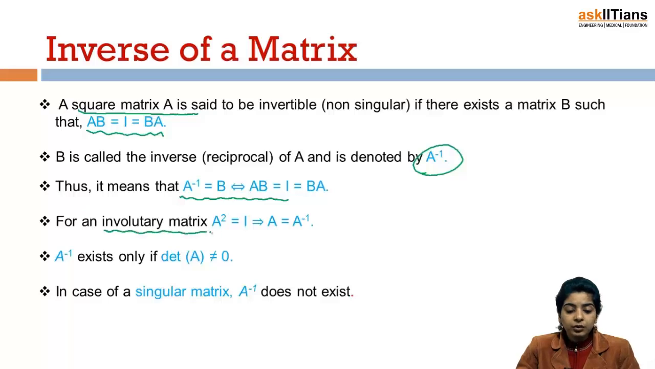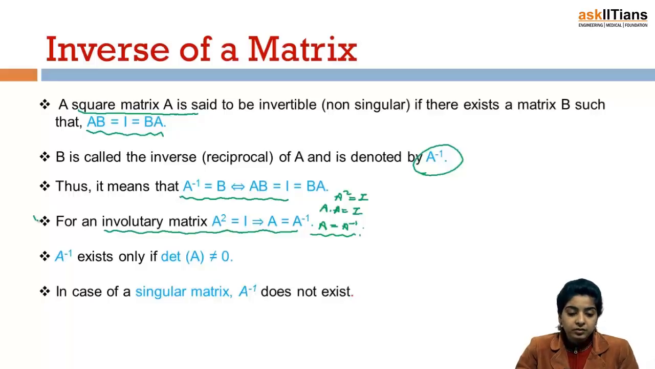For an involutory matrix, A square is identity, which implies A is A inverse. So if you remember, involutory matrix means A square is identity. We can write it as A into A is identity, which would give A equal to A inverse. So one of the matrices in which the inverse is the same as the original matrix itself is the involutory matrix.